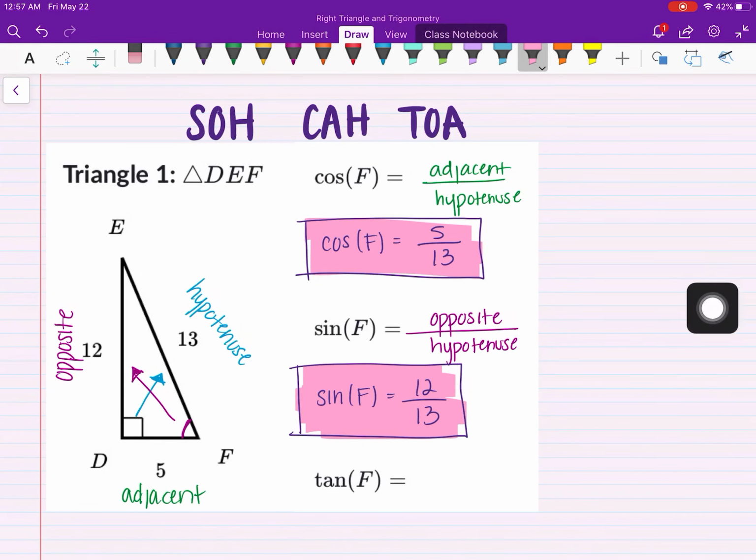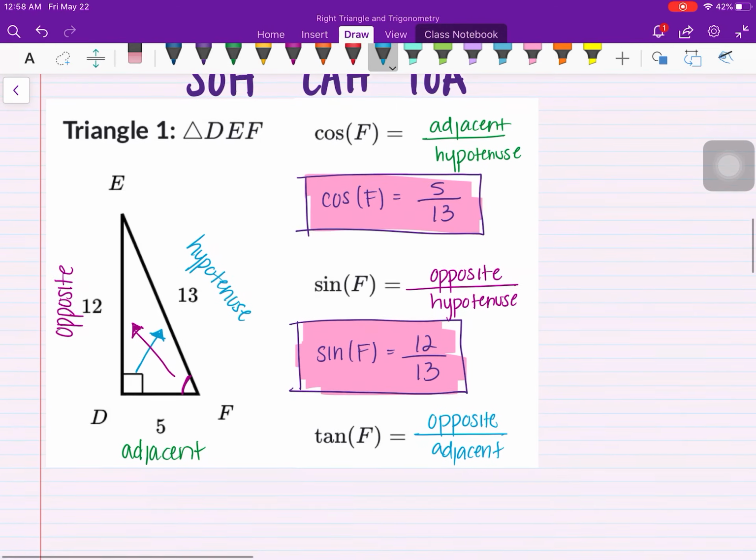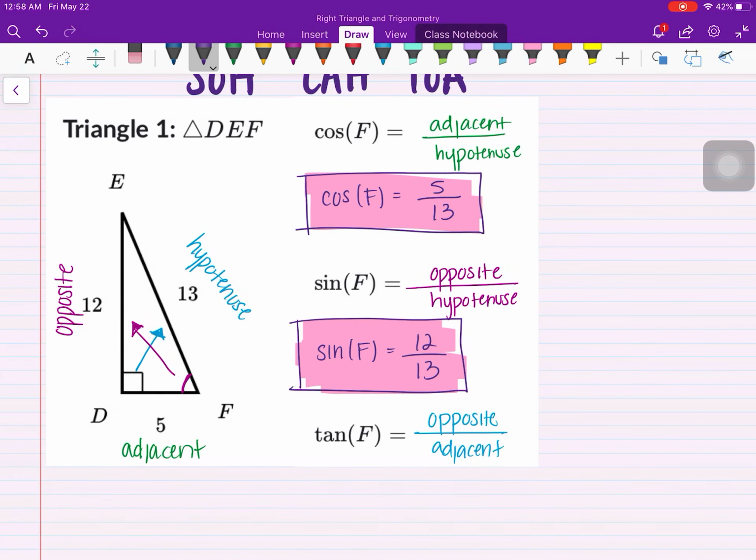So the last one would be tangent, and tangent, or TOA, if we look here, would be basically our opposite side over the adjacent side. If we solve this, we have tangent of F equals the side opposite, which has a measurement of 12, and the adjacent side, which has a measurement of 5. So this here would be our final answer.